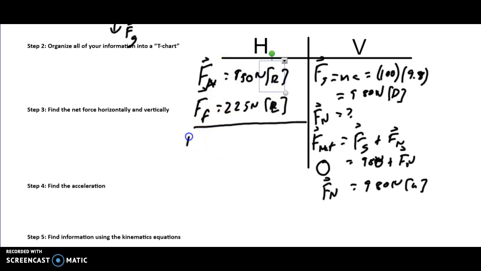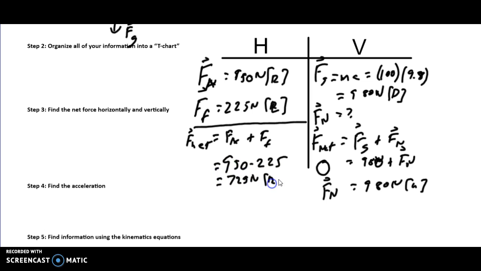Now yet again, our net force. The net force has to equal all the forces within the plane. We've got a force applied to the right, and we've got a force friction to the left. So in this particular case, if we try to add these numbers up, it won't work because they're both going in opposite directions. So what we need to do is subtract them. So 950 minus 225. So therefore, when we do the math, we know the answer here is 725 newtons to the right.